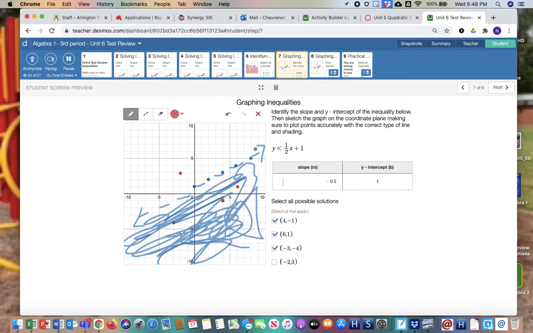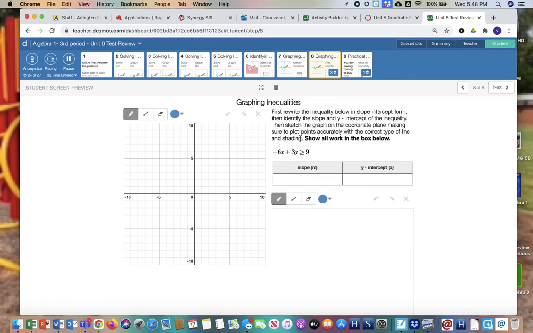In this case, if it was on the dotted line, it would not be a solution because that line is not solid, so it would not make this true, because we don't have the or equal to sign. Now let's do one that's similar, but now we have to actually solve for y.